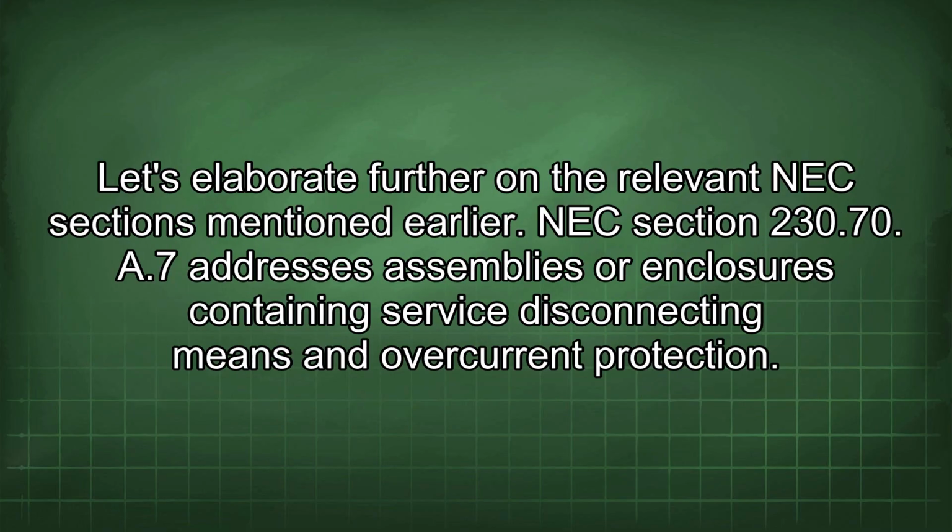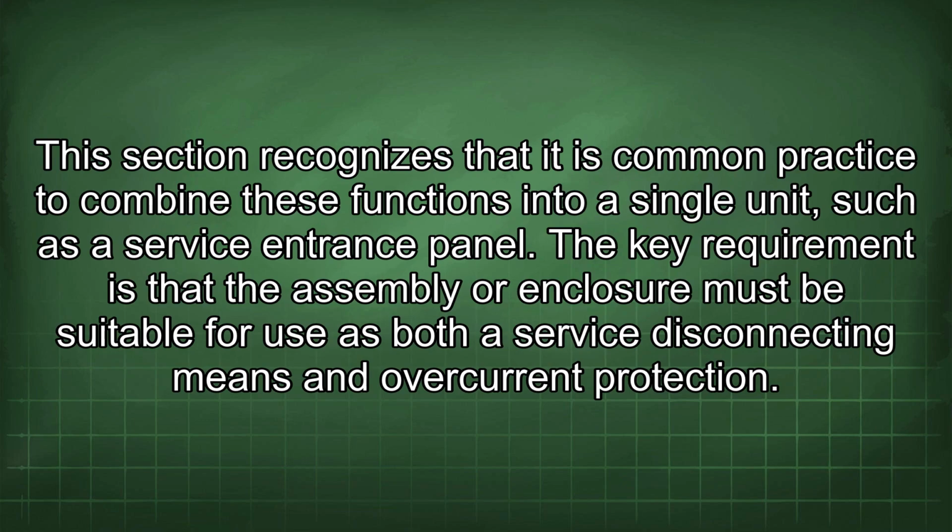Let's elaborate further on the relevant NEC sections mentioned earlier. NEC section 230.70(A)(7) addresses assemblies or enclosures containing service disconnecting means and overcurrent protection. This section recognizes that it is common practice to combine these functions into a single unit, such as a service entrance panel. The key requirement is that the assembly or enclosure must be suitable for use as both a service disconnecting means and overcurrent protection.